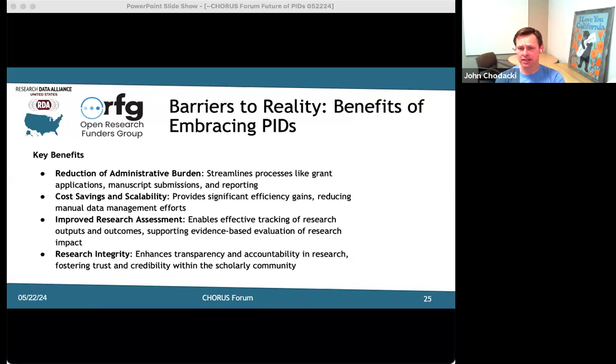With the theme of today's conversation about how we move from barriers to reality, we're really trying to understand what PIDs do for us. Within our working group, we talked a lot about the reduction of administrative burden, the ability, as Alice was mentioning, to offer cost savings and scalability of systems and information flowing, and ways of improving research assessment. I think one of the larger goals for agencies, funding groups, institutions, and researchers themselves is tackling research integrity, creating accountability and transparency so that we can foster more trust and credibility within the scholarly community, but also out into the public.